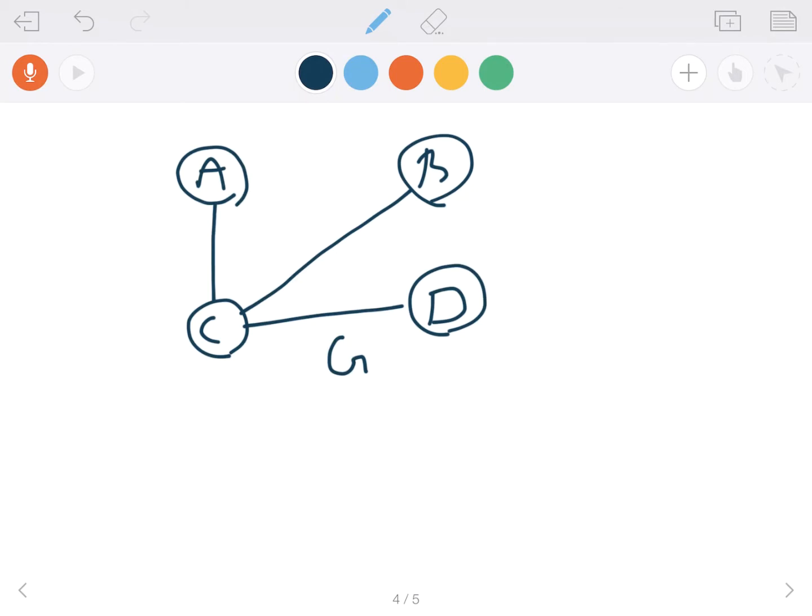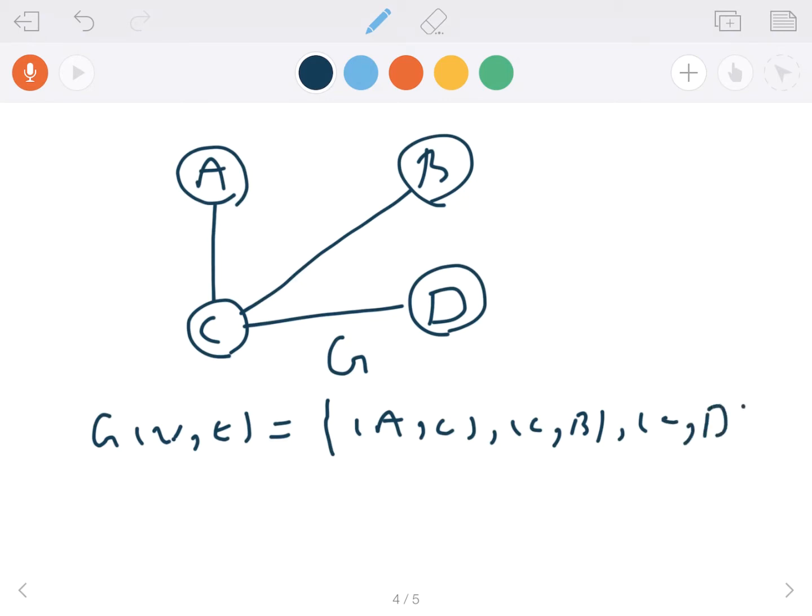So for example, we can say that we have graph G with vertices and edges, that is edge A to C, C to B, C to D. So as you see, there are 3 edges and we have all edges listed. If we are given this list of edges, we can easily draw the graph.